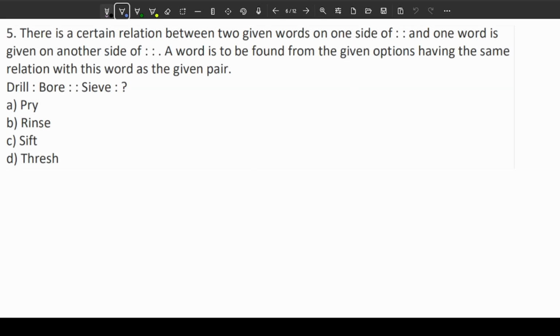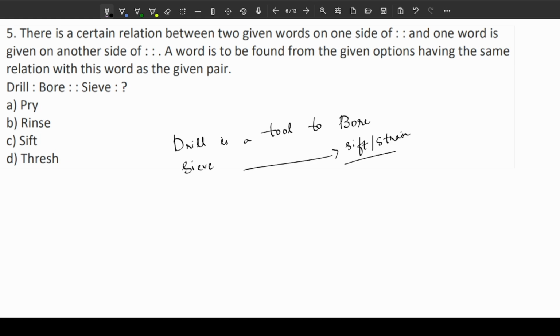So in the next question, a word is to be found from the given options having the same relation with this word as the given pair. So drill is to bore, how sieve is to what? Now, I know that drill is a tool used to bore a hole. So drill is a tool to bore, hence sieve is a tool to either sift or strain. Since sift is one of the options, the answer is C.